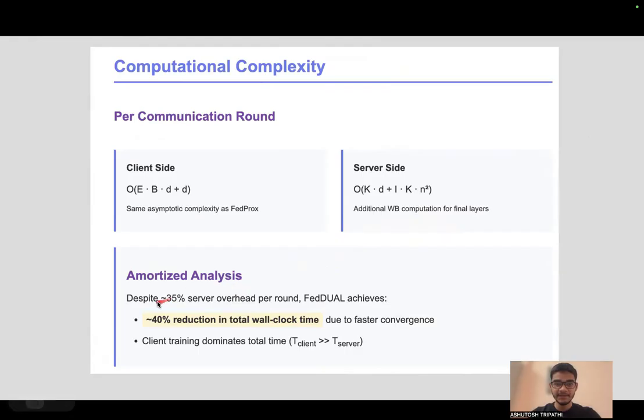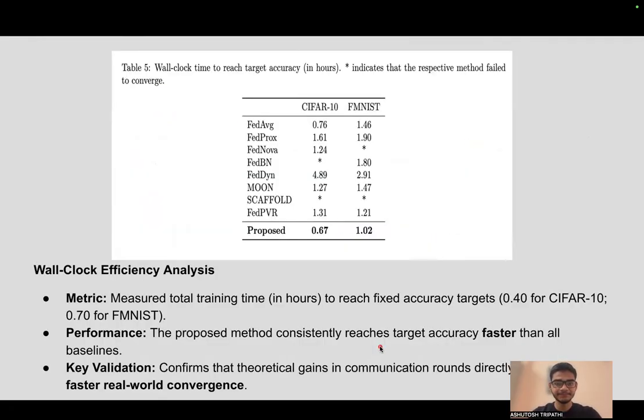So let's do an amortized analysis. Despite this 35% server overhead per round, we have also noticed a 40% reduction in total wall clock time due to faster convergence of our proposed method. And we have given this as per the general assumption, as client side training time is very much greater than the server side training time. Please see the appendix section of the paper to get more idea about this.